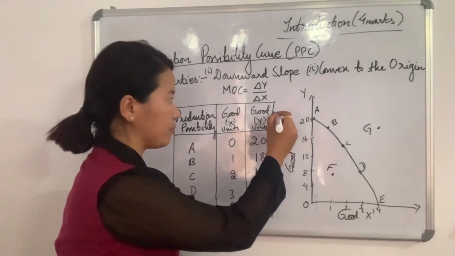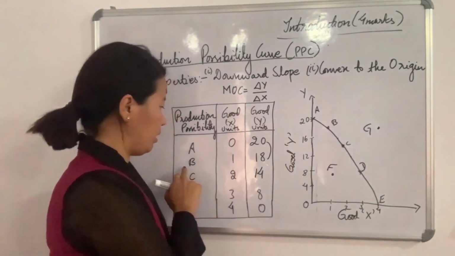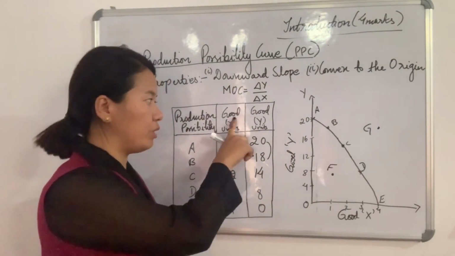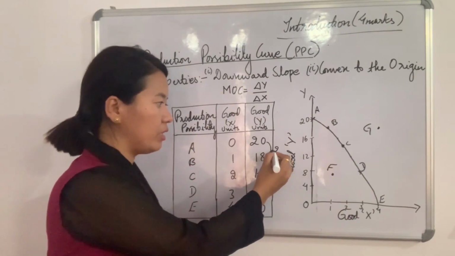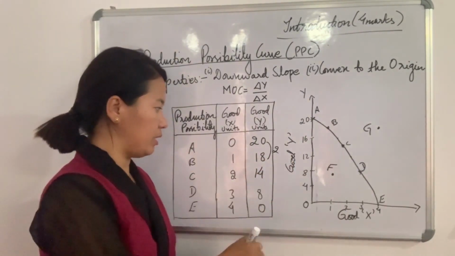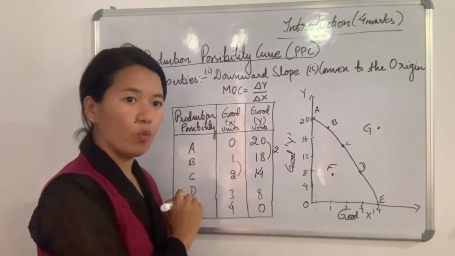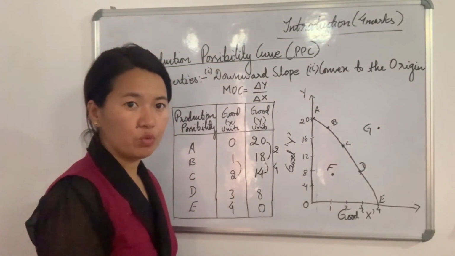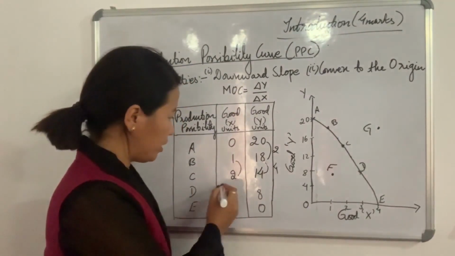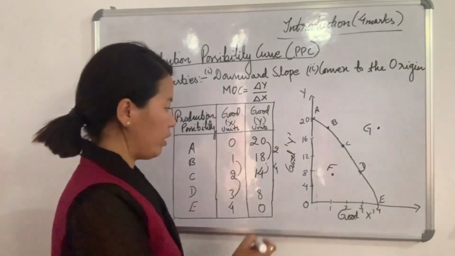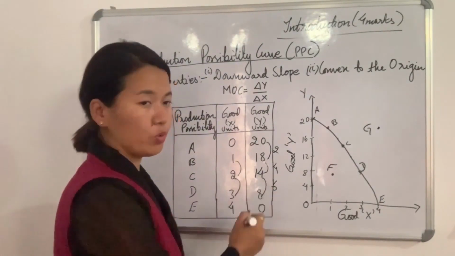For example, in combination B, in order to produce one more unit of good X, we are sacrificing 2 units of good Y. In combination C, in order to produce 1 unit of good X, we are sacrificing 4 units of good Y. In combination D, in order to produce one more unit of good X, we are sacrificing 6 units of good Y.